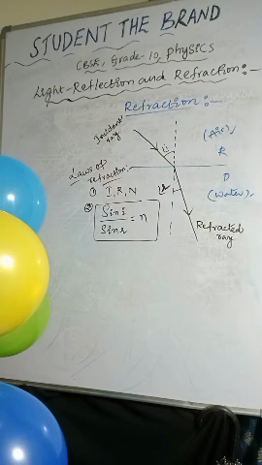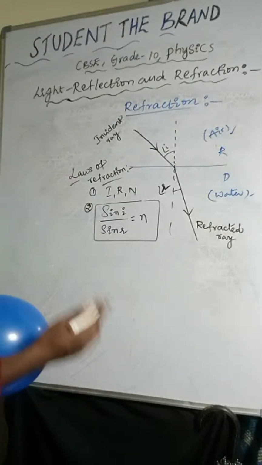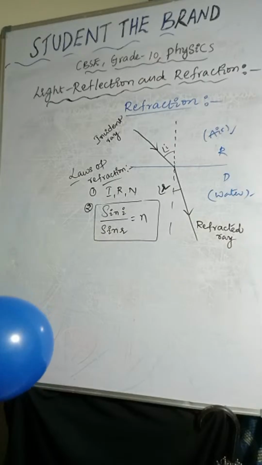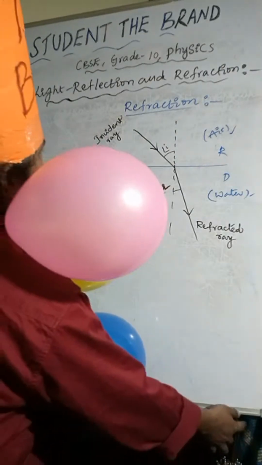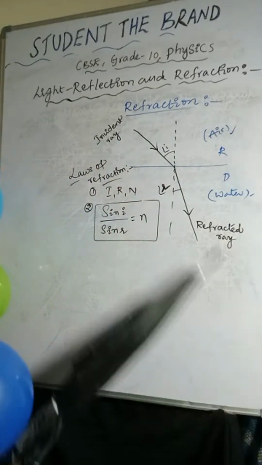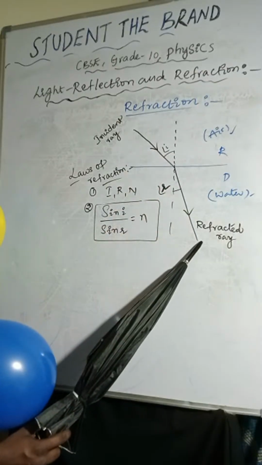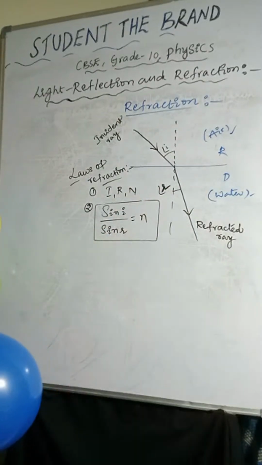Refraction of light. The bending of light at the interface of two media is called refraction. The angle between the incident ray and the normal line is called the angle of incidence. The angle between the refracted ray and the normal line is called the angle of refraction.